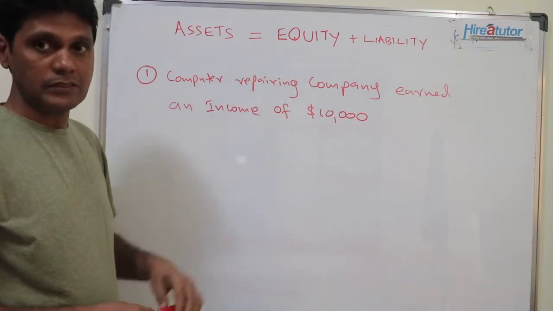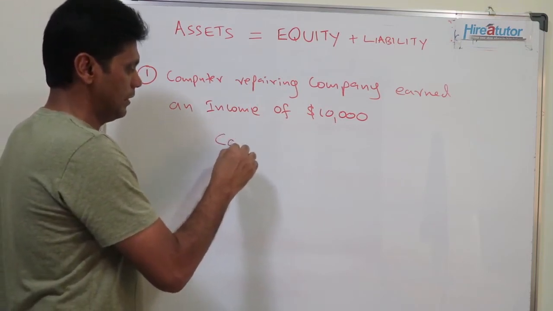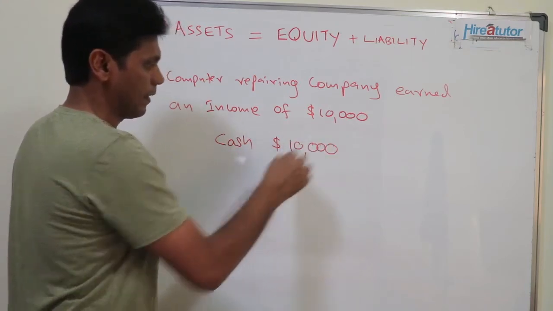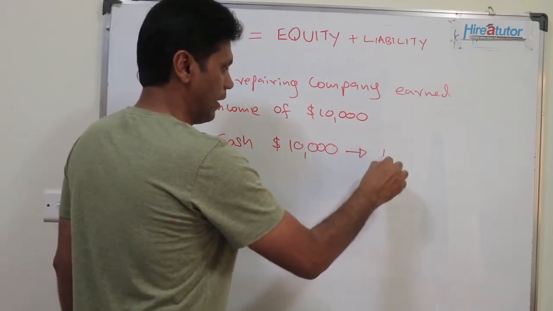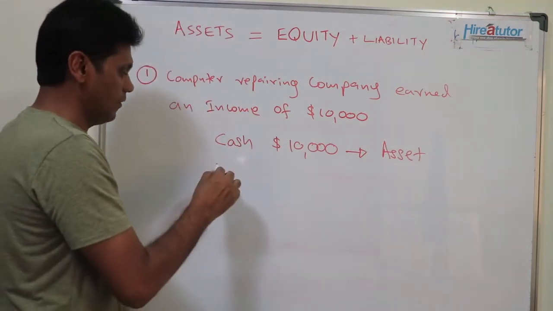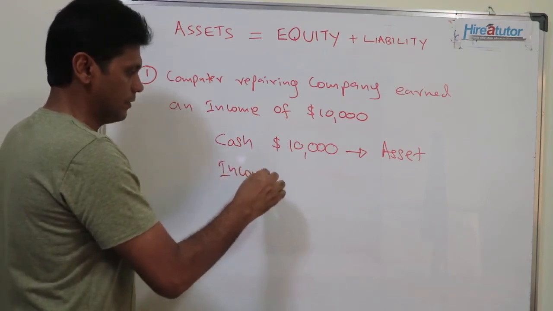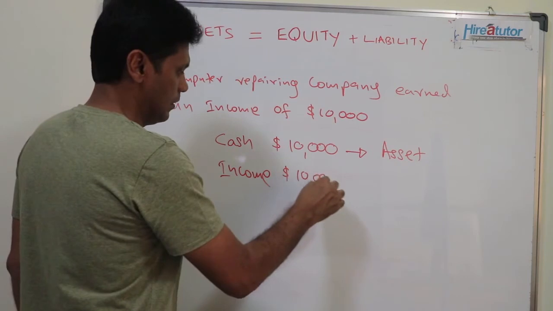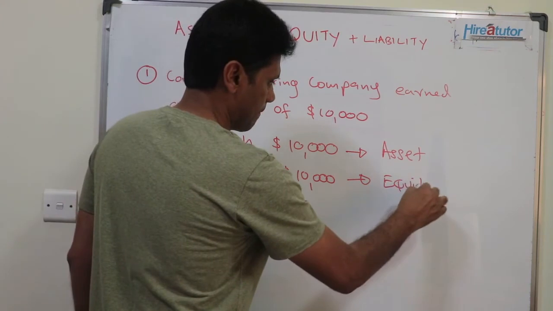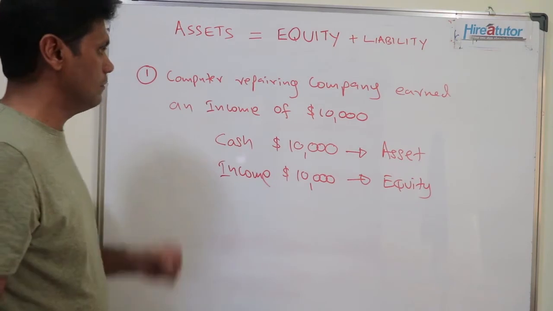So there are two impacts. First one is the company will receive cash worth 10,000. So it will have an impact on our asset, and on the other hand, the income part or the profit of 10,000 belongs to the equity owner, the business owner. So therefore it has to be adjusted under equity.